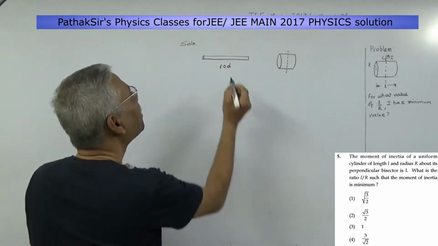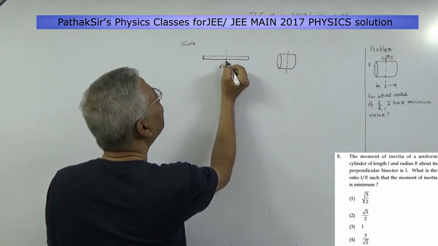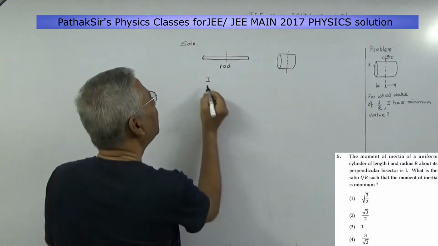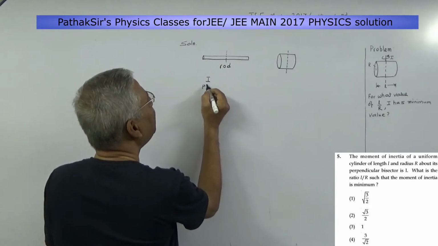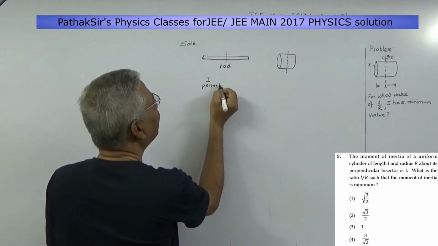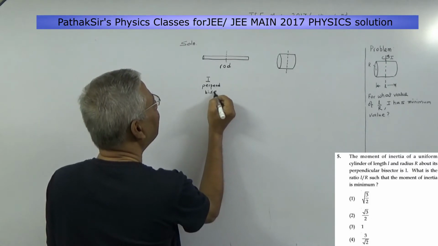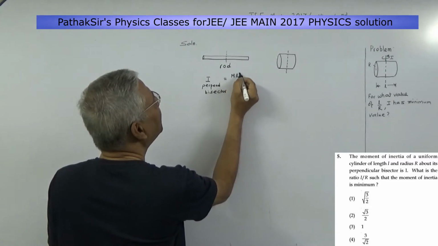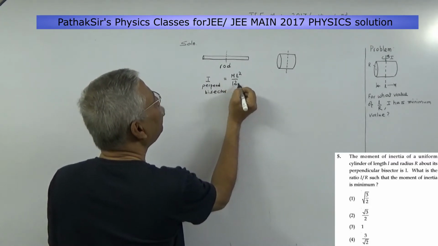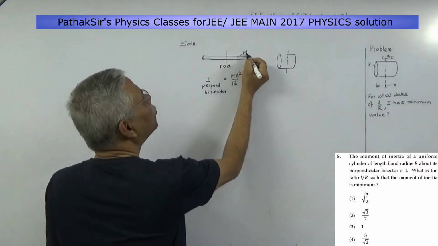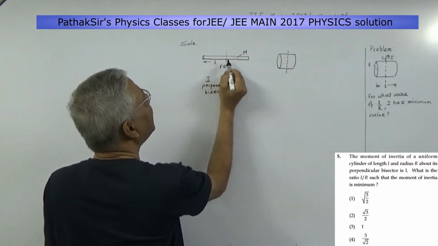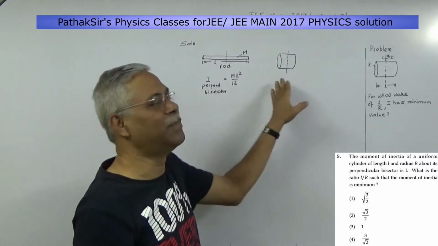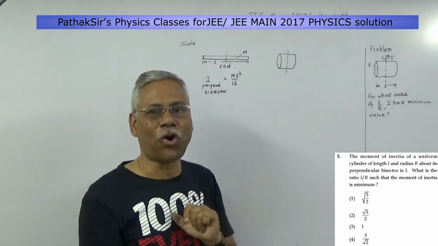So the formula that we know for the moment of inertia of the rod about a perpendicular bisector, which is mL square by 12, where m is the mass of the rod and its length is L, is not applicable in this case. Why is it not applicable?